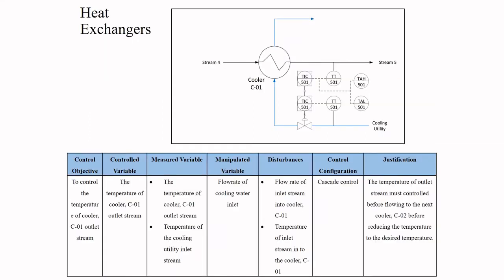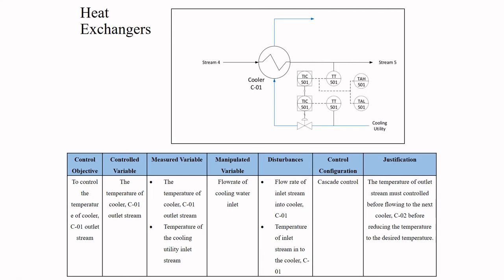The control objective of the control system at the heat exchanger is to keep the exit stream's temperature at the desired value by varying the flow rate of cooling utility. Here we apply cascade control, which consists of a primary controller, which is used to maintain the outlet temperature at the desired value, and a secondary controller, which is used to compensate for changes in the flow rate of the inlet stream. All the heat exchangers have the same objective and control configuration except for justification.